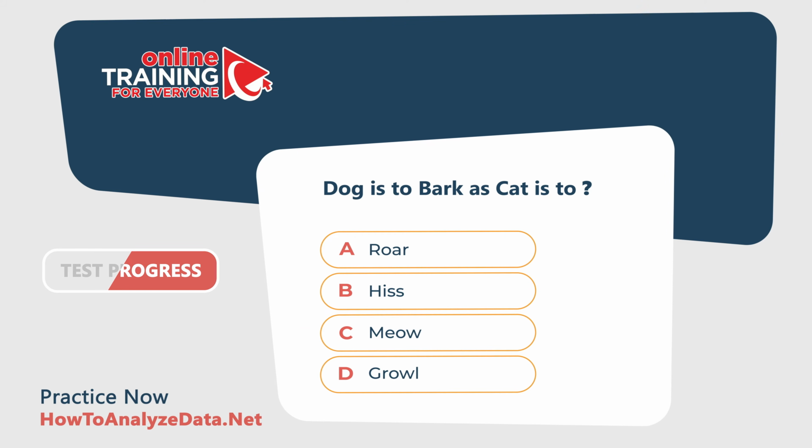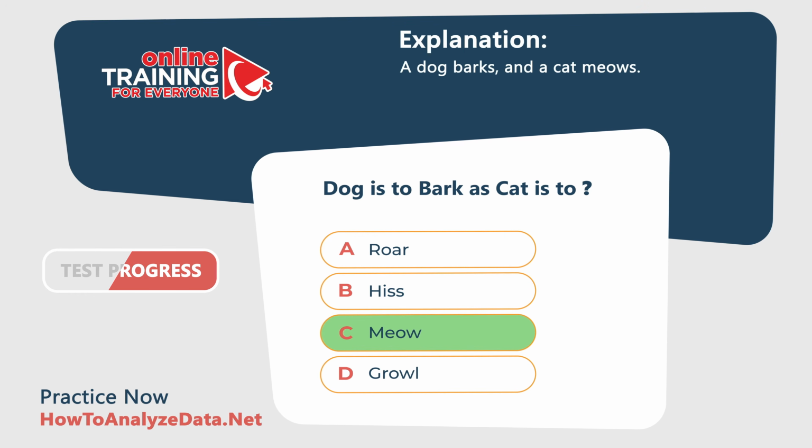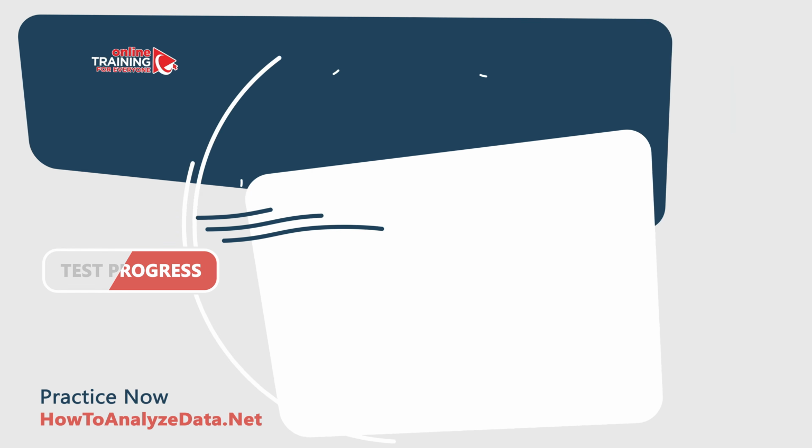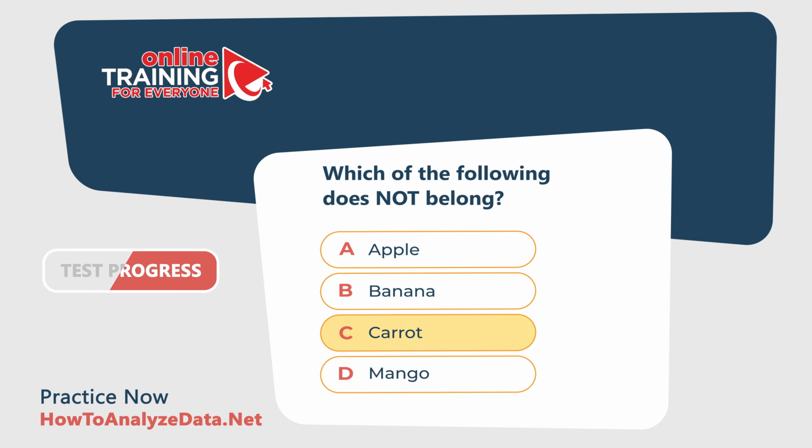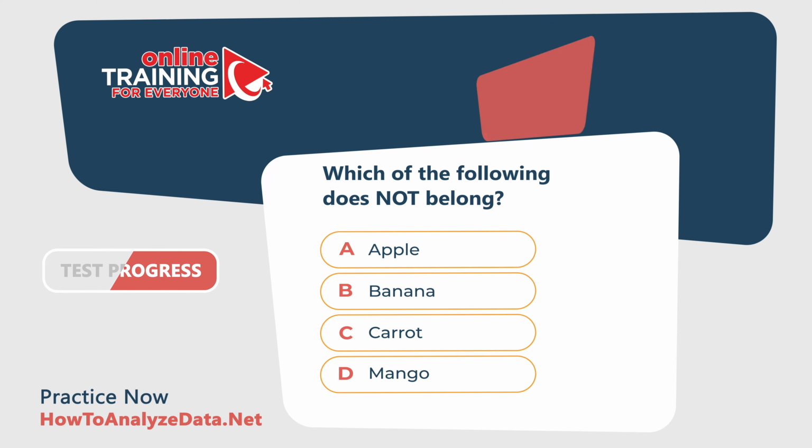The correct answer is choice C. Meow. A dog barks and a cat meows. Which of the following does not belong? A. Apple, B. Banana, C. Carrot, and D. Mango.